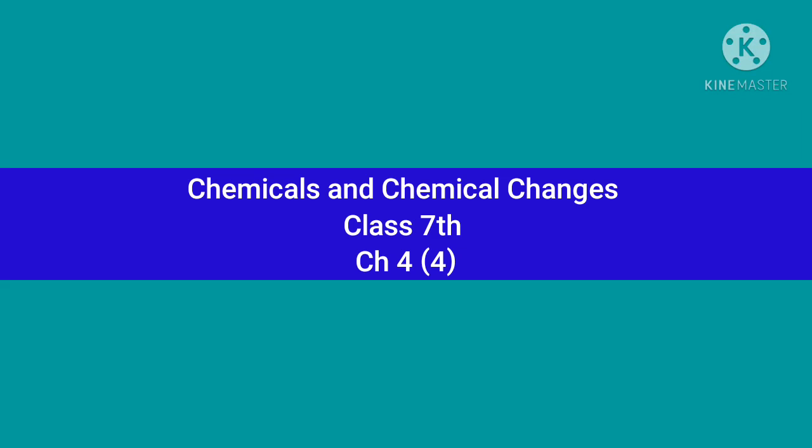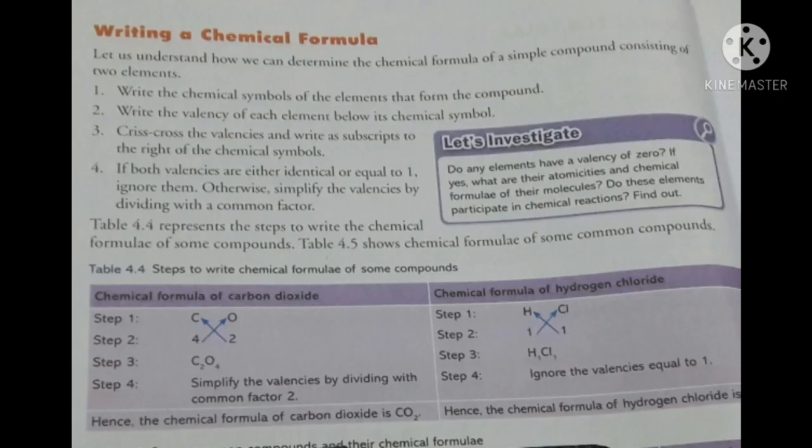Chemicals and Chemical Changes, Class 7th, Chapter 4, 4th part. Children, in the previous video, we discussed atomicity and valency. Now you know the valency of the different elements.